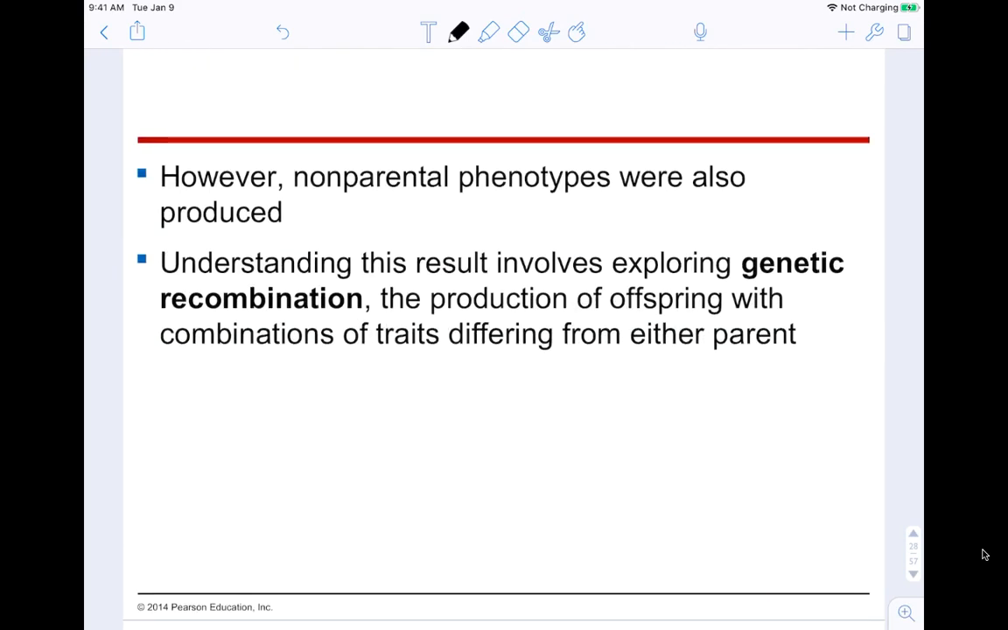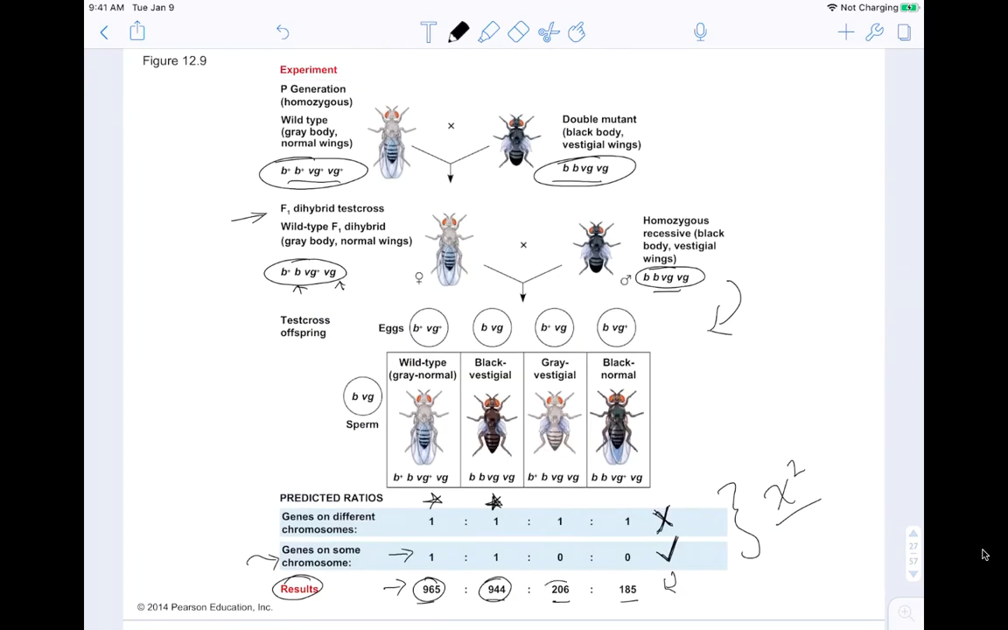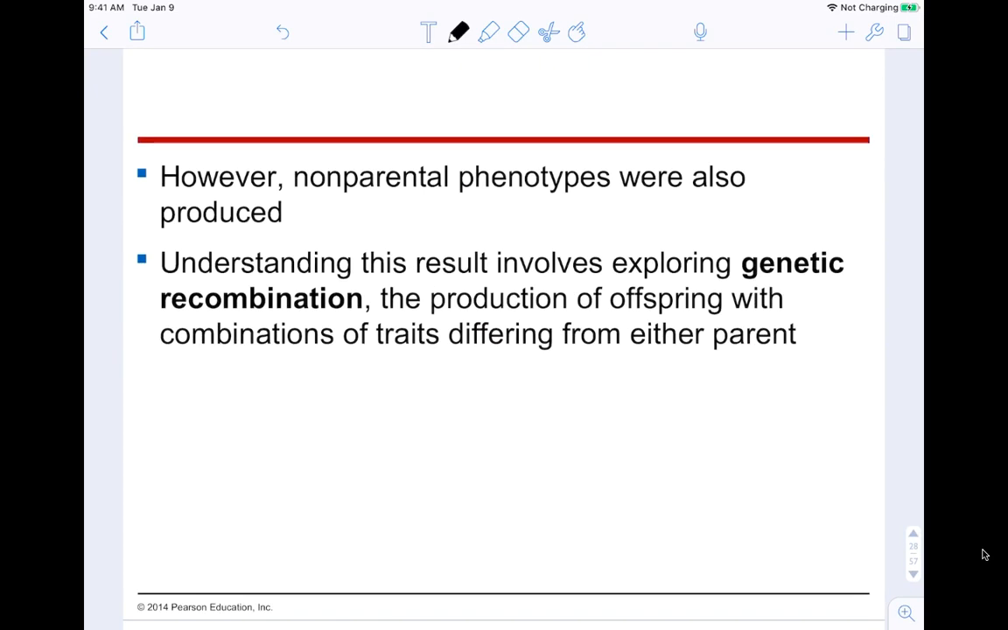Okay, so however, the non-parental phenotypes are also produced. So understanding this result involves exploring genetic recombination. Basically we're saying that we got other results that we weren't necessarily expecting, and that's because we have recombinant genes. So this is genetic recombination, the production of offspring with combinations of traits that are different from either of the two parents. This means that an offspring is produced that doesn't have exactly the same trait layout as the parents. That's okay. It's called genetic recombination.